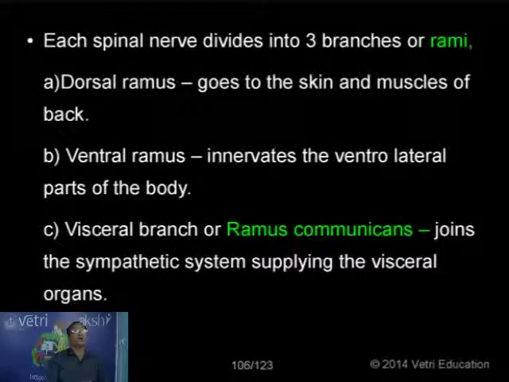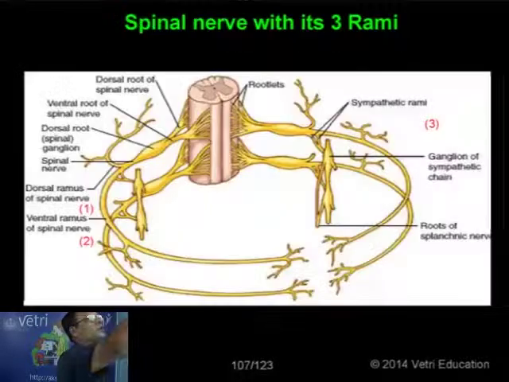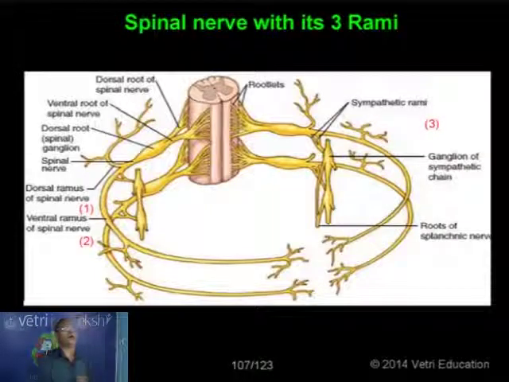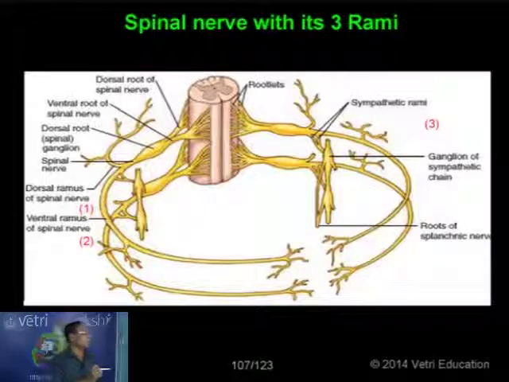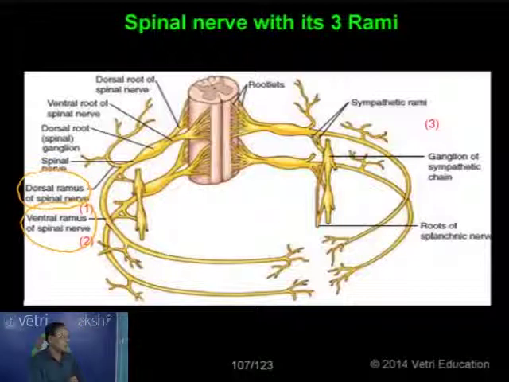Now, what are the branches of the spinal nerve? Each spinal nerve divides into three branches, or rami. One is the dorsal ramus of the spinal nerve, also called the dorsal branch. Number two is the ventral ramus of the spinal nerve, or ventral branch. The branches are named rami.